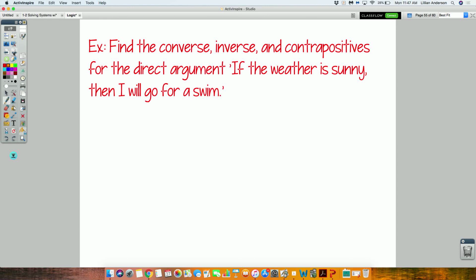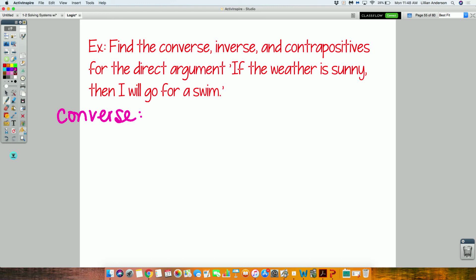So, we're going to find the converse, inverse, and contrapositive of the argument: if the weather is sunny, then I will go for a swim. Now, the one thing I definitely don't want you to do is just start writing sentences and not identify what they are, okay? Make sure you identify which is which. So, make sure you write out converse, inverse, and contrapositive, so that the grader can also know which one you're trying to refer to, and not just put all these statements up here and hope for the best. No, identify what they are.